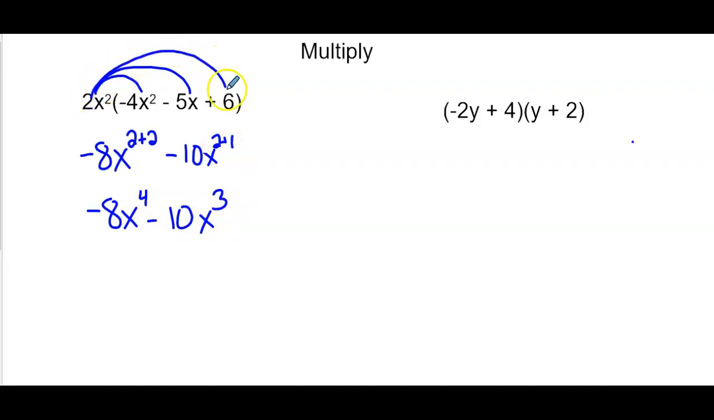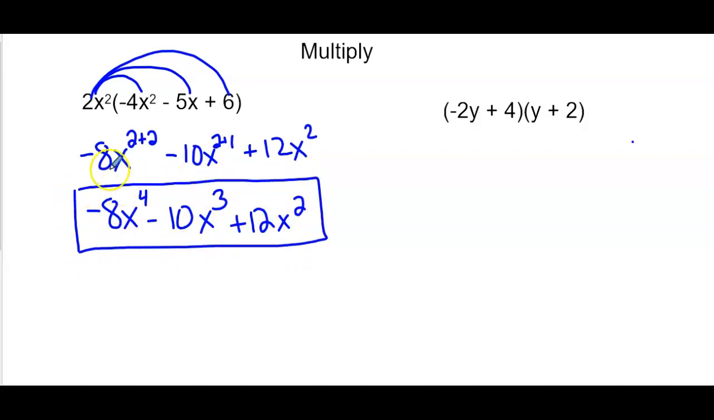And then I distribute over here. 2 times 6 is 12. And then I have x squared, and there's no more x's. So that's just going to stay as x squared. And that is my final answer. I did put a plus sign in front of the 12 because it was positive. So make sure you put that sign there so that you know you have different terms.